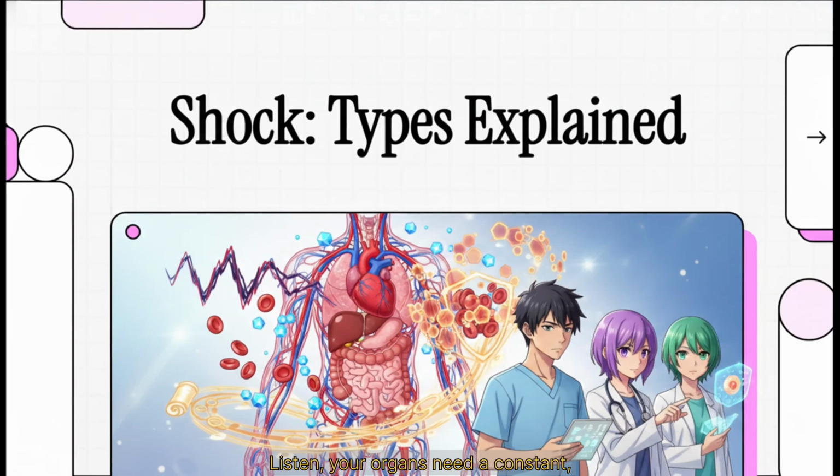Listen, your organs need a constant, completely uninterrupted supply of blood and oxygen just to survive. Honestly, it's the absolute baseline for human life. But what happens when that lifeline is suddenly cut off? Today, we are going to master the hemodynamics and the pathology of shock.